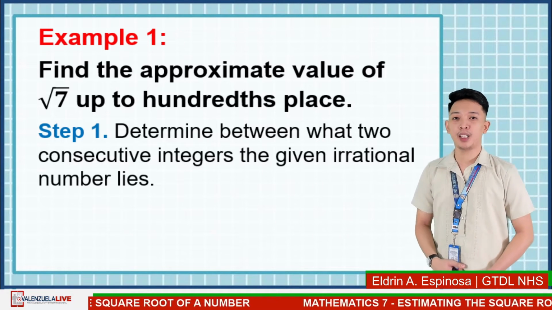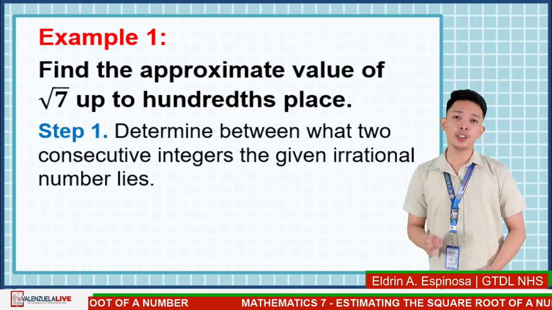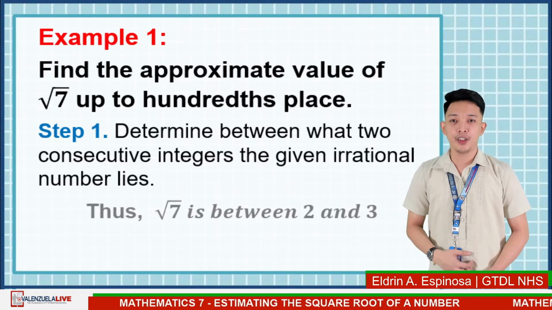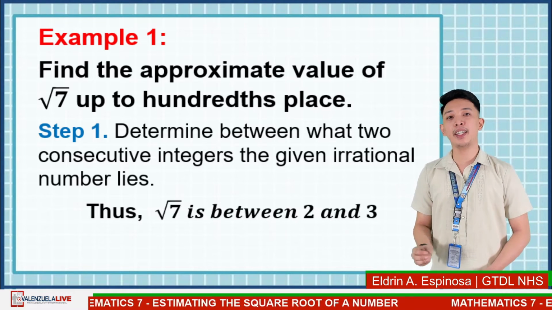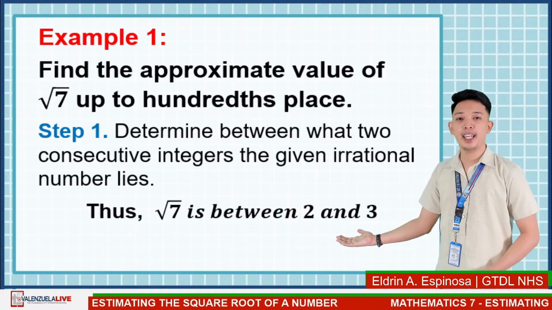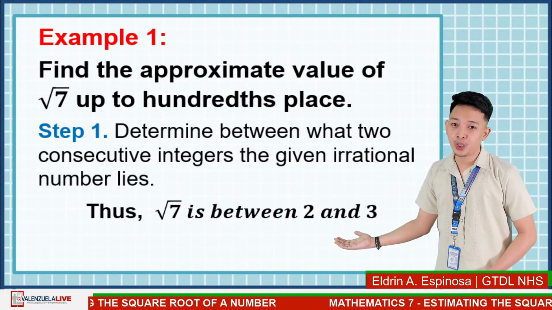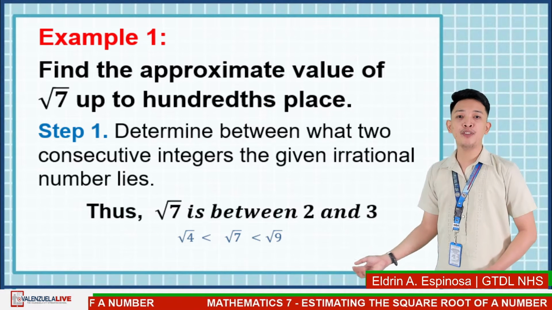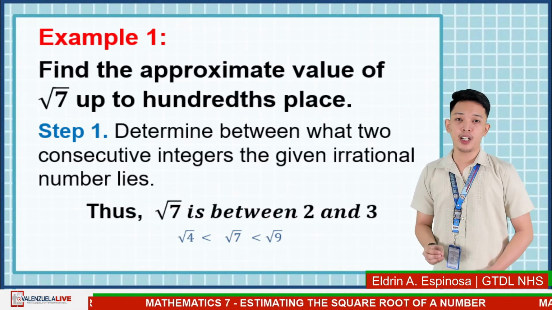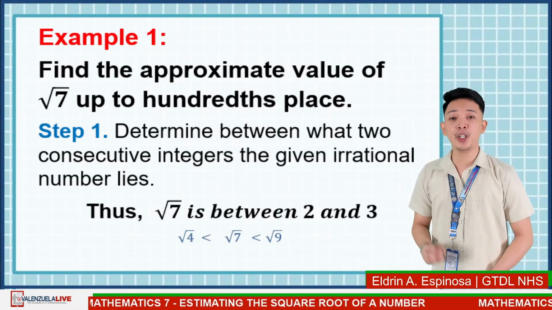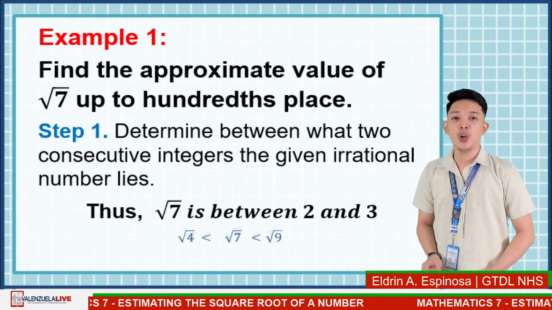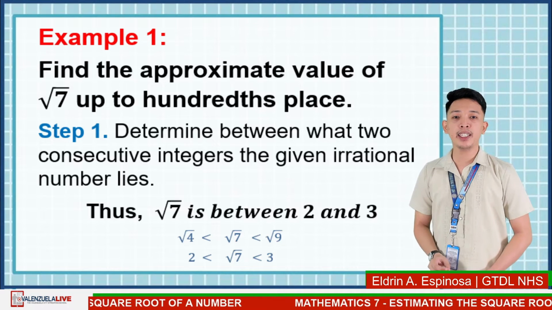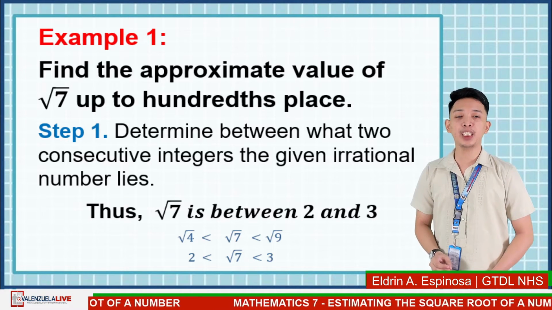First step, determine between what two consecutive integers the given irrational number lies. Thus, square root of 7 is between 2 and 3. And why 2 and 3? Because the perfect square number before 7 is 4. The perfect square number after 7 is 9. When we get the square root of 4 and 9, we get 2 and 3 respectively.